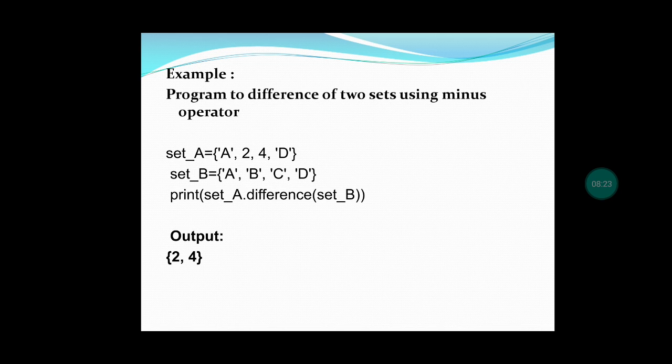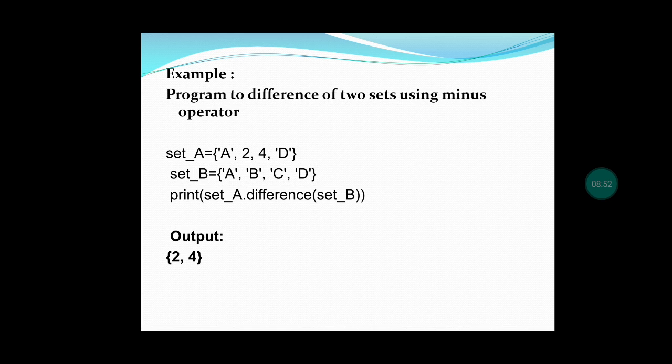We are taking only the elements in set A. What is the element in set A? A. It is in B, so we are not getting that one. 2. So we are getting the output 2. 4. Yes, we are getting the output 4. D. Why in the output D is not coming? Because it is also in set B. So D is not coming. So we are getting only the elements in set A which should not be in set B. So we are getting the output as 2, 4.